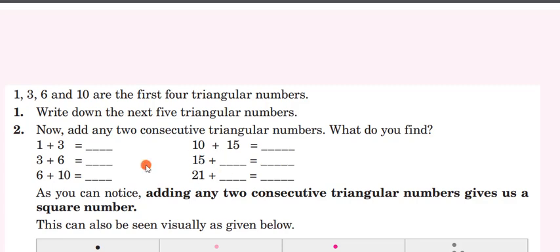So, on adding, you can find that these numbers become perfect squares, because we know that 1 plus 3 comes out to be 4, 3 plus 6 comes out to be 9, 6 plus 10 comes out to be 16, 10 plus 15 comes out to be 25, and so on. So we can say that adding any 2 consecutive triangular numbers gives us the square numbers.